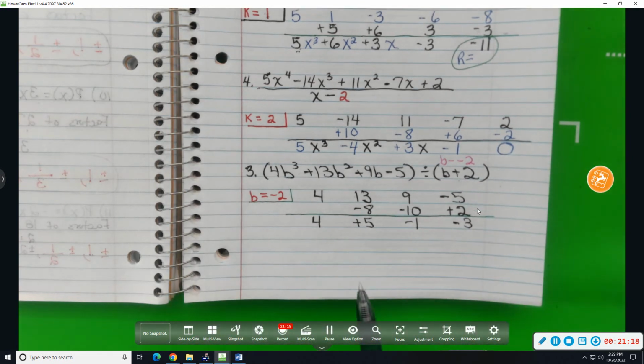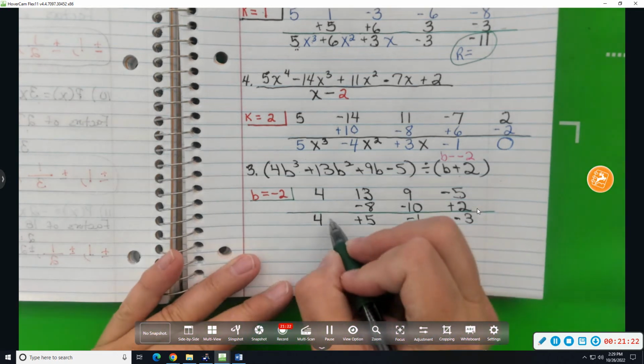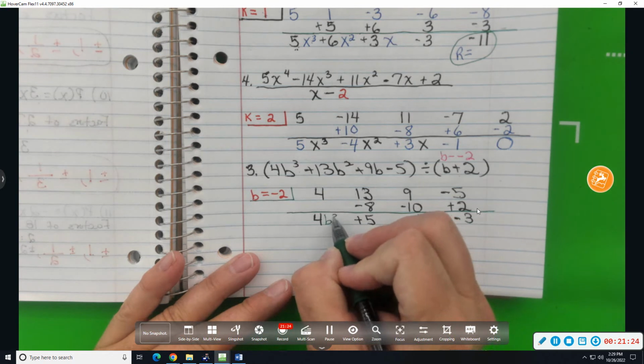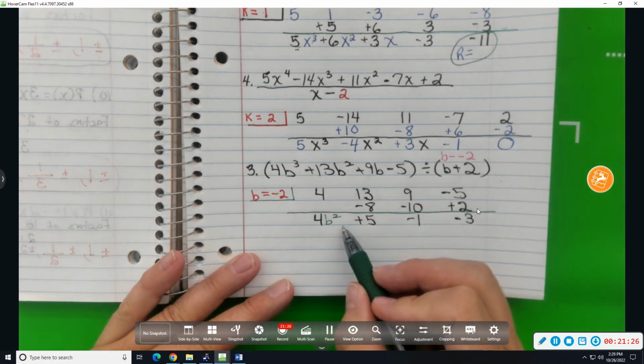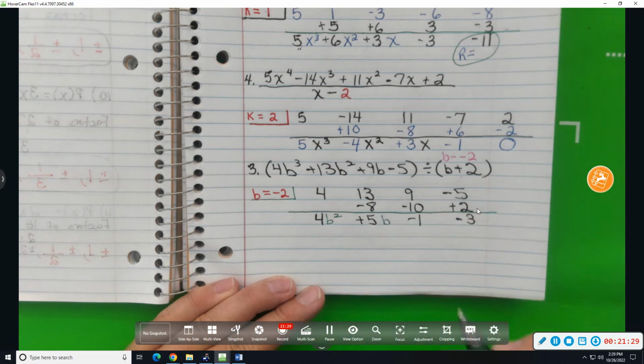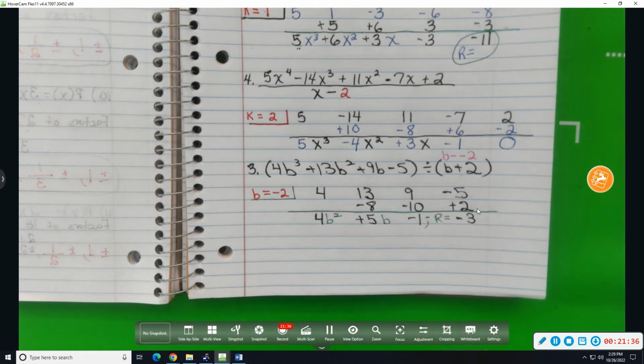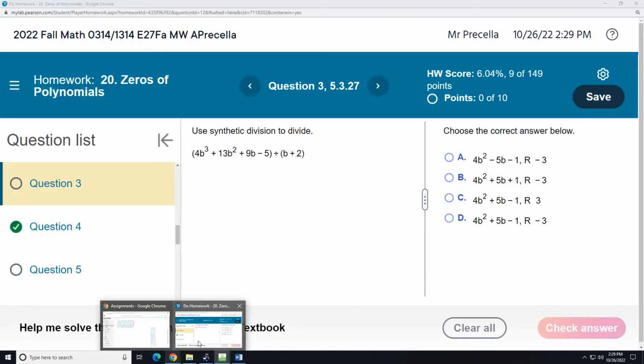So the quotient starts off with the b squared as its leading term. So we have a 4b squared plus 5b to the first minus 1. The remainder is negative 3. And you've got to be careful. These multiple choice problems I discovered on Thursday, they all look the same, at least the answers.